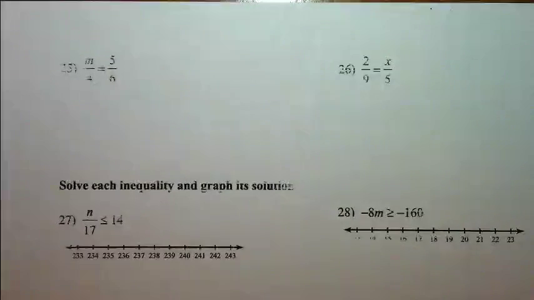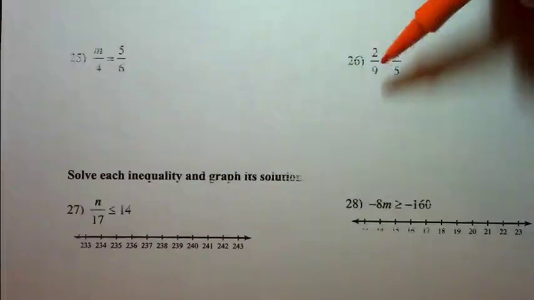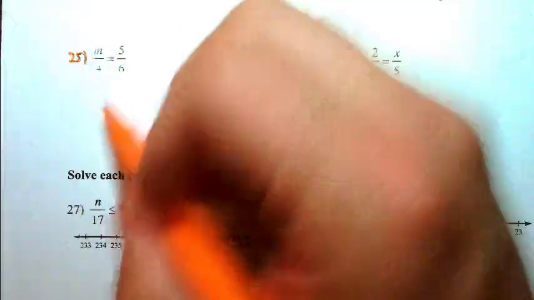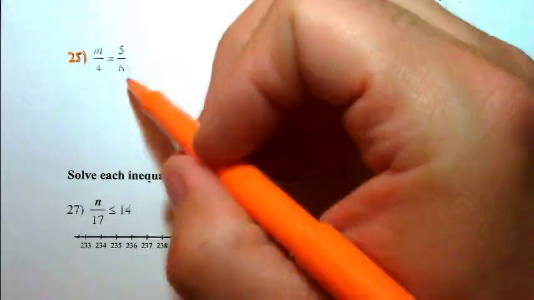Alright, on to the back. Not nearly as many problems on the back. We're still using the same directions from the front for these last two problems. So, sorry, my printer must be running out of ink. That says m over 4 equals 5 over 6.